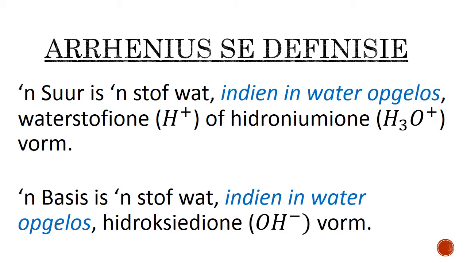Dit bring ons by Arrhenius se definisie. 'n Suur is 'n stof wat, indien in water opgelos, waterstof-ione of hidronium-ione vorm. 'n Basis is 'n stof wat, indien in water opgelos, hidroksied-ione vorm. Maar Arrhenius se definisie het 'n probleem, want 'n suur word nie noodwendig in water opgelos nie en ook nie 'n basis nie. Kom ons kyk na die volgende model.